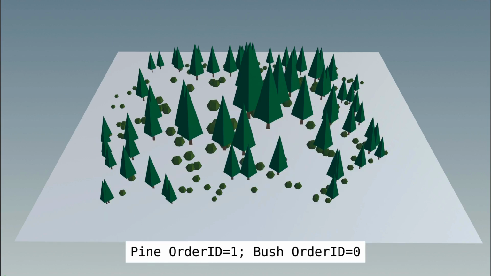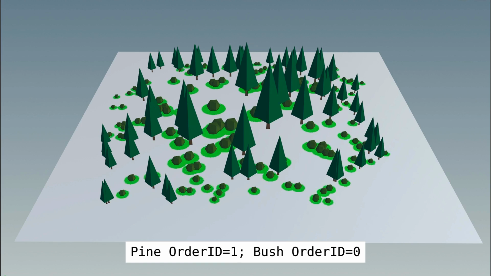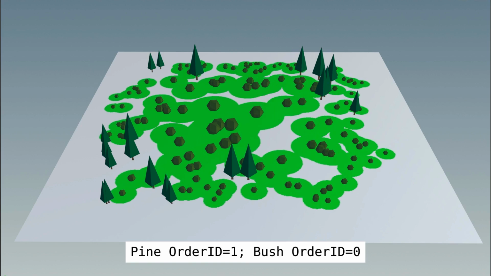In this case, I have both assets scattered in one HDA as asset variants, and I have order ID set to 0 for bushes and 1 for pine trees. As you can see, the global radius on the bushes is now affecting only the pine trees. The order ID value lets the tool know which asset is higher in the scattering hierarchy level and which is lower.